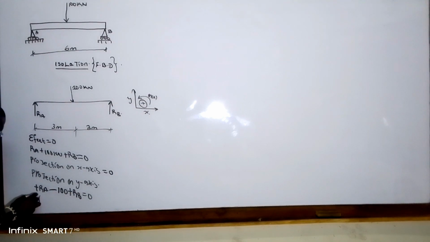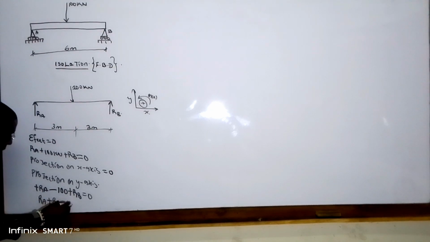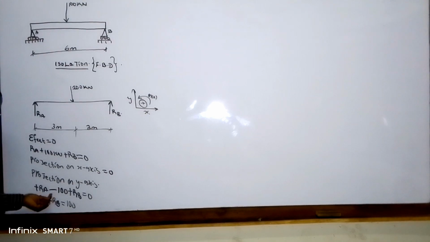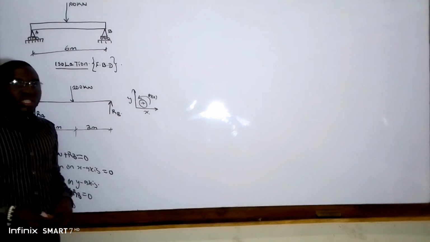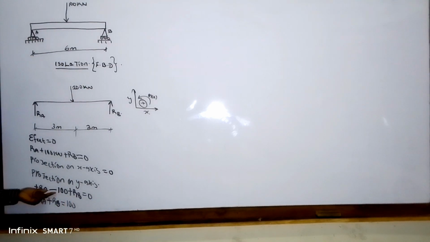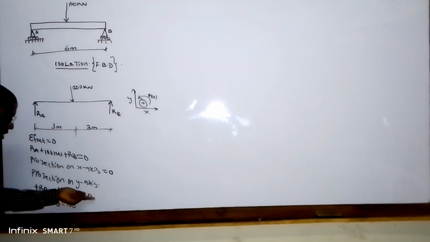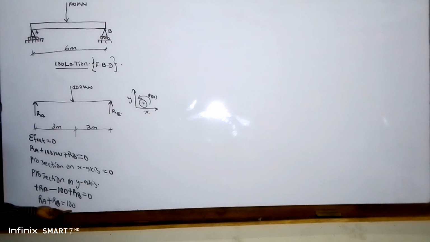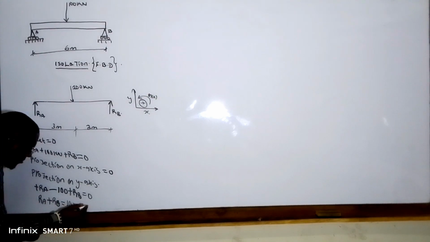So we make RA and RB the subject of our equation. So RA plus RB, sorry guys, is equal to 100. It is 100 because the inverse of subtraction is addition. So we add 100 on both sides. Negative 100 plus 100 is equal to 0, plus 100. That's why we have 100. You can term this equation 1.